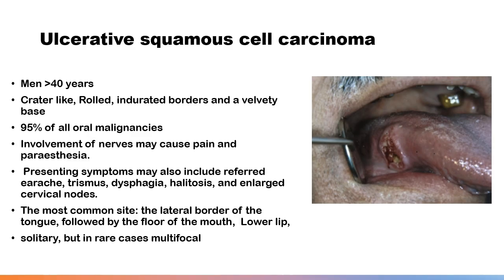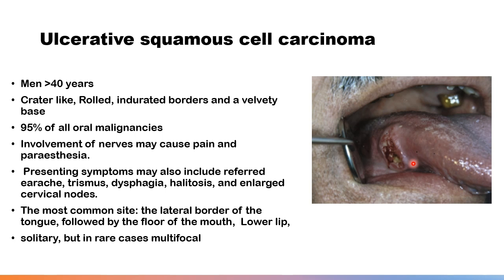Start with the solitary chronic oral ulcers, with the most sinister of them all, the malignant oral ulcer. 95% of all oral malignancies are ulcerative squamous cell carcinoma. They affect men more, particularly in the age group above 40 years. They have a crater-like, rolled and indurated border and a velvety base.